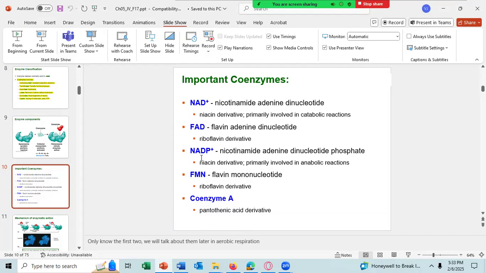NADP plus is actually found in photosynthetic organisms. I probably should say coenzyme A because we're going to talk about coenzyme A later, but you don't need to know about coenzyme A, but you should know NAD plus and FAD are important coenzymes.